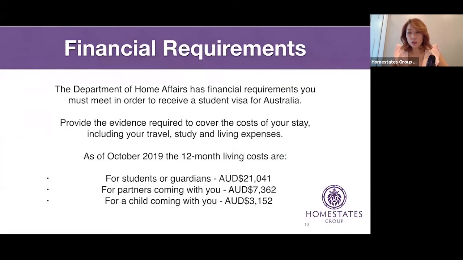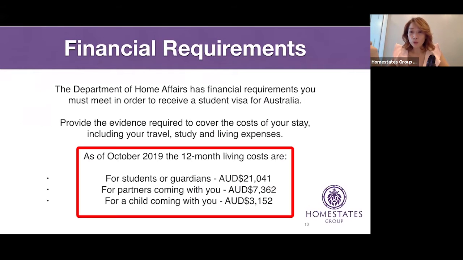Now, the financial requirements. The government here in Australia has a requirement. If you're a student coming by yourself, or you're a guardian, the parent of the student, each person, together with the visa, has to show evidence of $21,000 in savings. Plus, if you have a partner coming with you, there's an additional 7,000. If you have a child coming with you who is not yet of schooling age, that's $3,000.